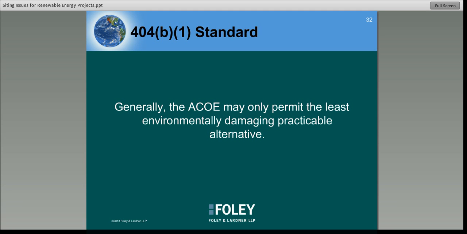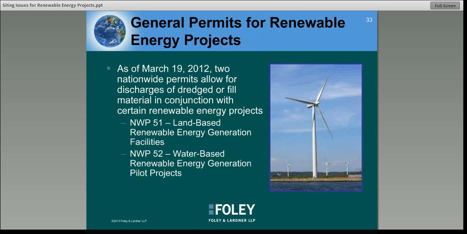Since this presumption exists for wetlands and special aquatic sites, people tend to be much more sensitive when dealing with wetlands issues. Just a higher burden to definitely be careful of.